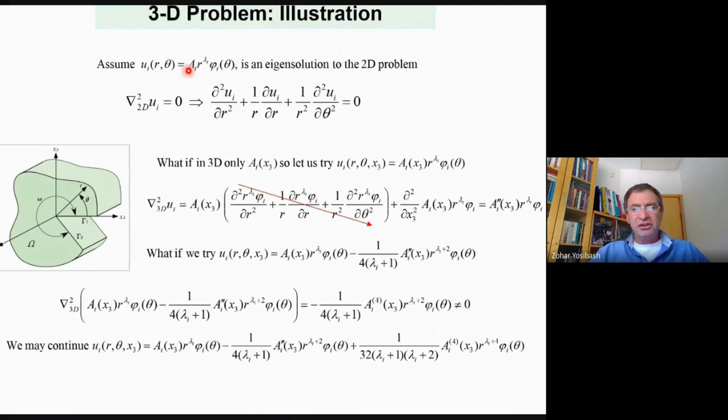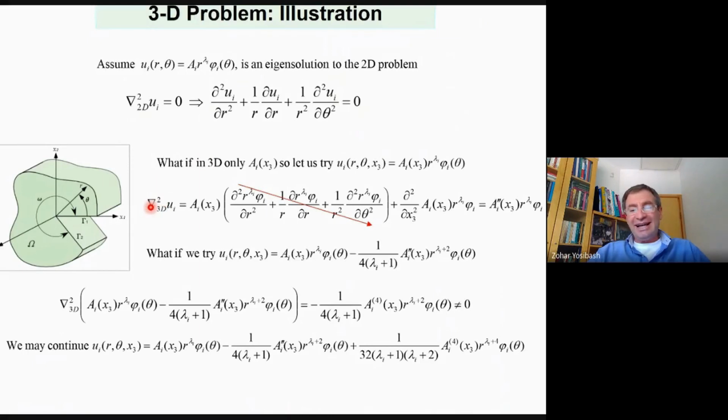So there is a coefficient r to the lambda I, phi I of theta, and as I said before, I can compute each and every term here that I would like. So now I ask myself, what is it that this solution satisfies? It satisfies the 2D Laplacian. So if I plug that in the 2D Laplacian, I will get that this equals 0 because this is the 2D solution. Now let us look how the 3D operator would look like.